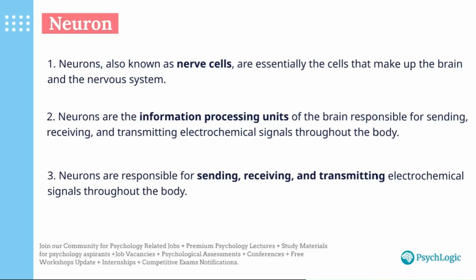So neurons are also known as nerve cells, and these are the information processing units. They are the basic or the fundamental units of the brain and the nervous system, which are responsible for sending, receiving, and transmitting electrochemical signals throughout the body. We'll see how that happens later on. For now, let's just focus on how the neuron looks like and what are its functions and how is it different from the other cells.